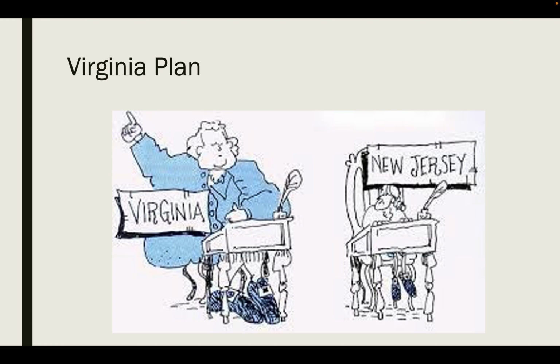So the Virginia Plan wants to no longer have a unicameral, or one-house, legislature. They want to have a bicameral. Bicameral means a two-house legislature. They want both of those chambers in this legislature to be based on population. The more population you have, the more representatives that you should have in this lawmaking body.